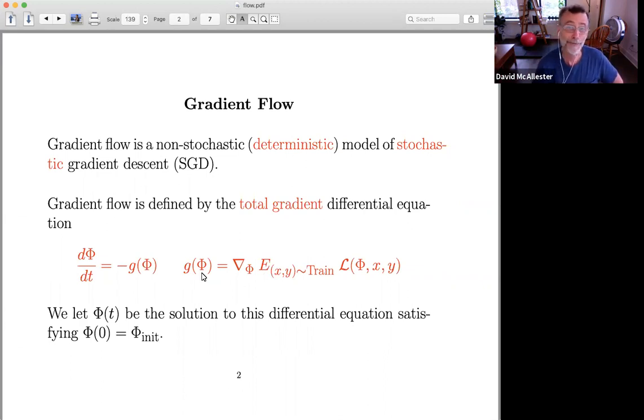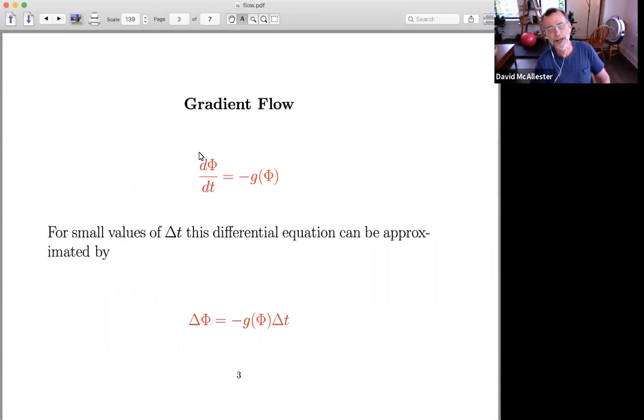So we can define a differential equation that says the time derivative, and I'll talk about what time means in a moment, but I'm just going to define the time derivative of the parameter vector to be minus the gradient. So we're going to go down the gradient deterministically according to this differential equation. And that is gradient flow. Right now we've got a deterministic path differential equation we're going down.